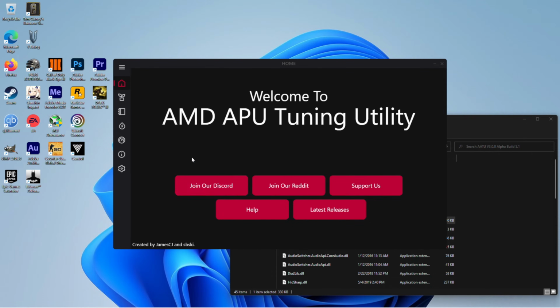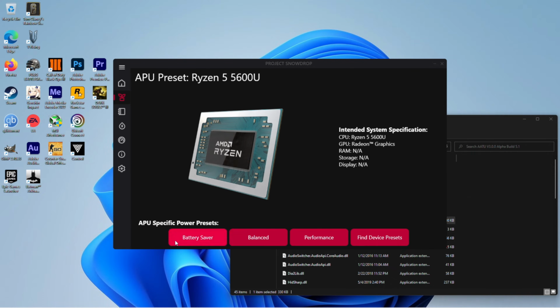If we click over here and go back to the page that has the presets, we'll be able to actually see what we have here. We have battery saver, balance, performance, and find your device presets. That one at this point is pretty much useless because they hardly have any presets submitted currently. But at least in my testing, I've found that the battery saver sets the TDP to 8 watts, balance sets it to 25, and performance pretty much seems to target either 30 or 35.